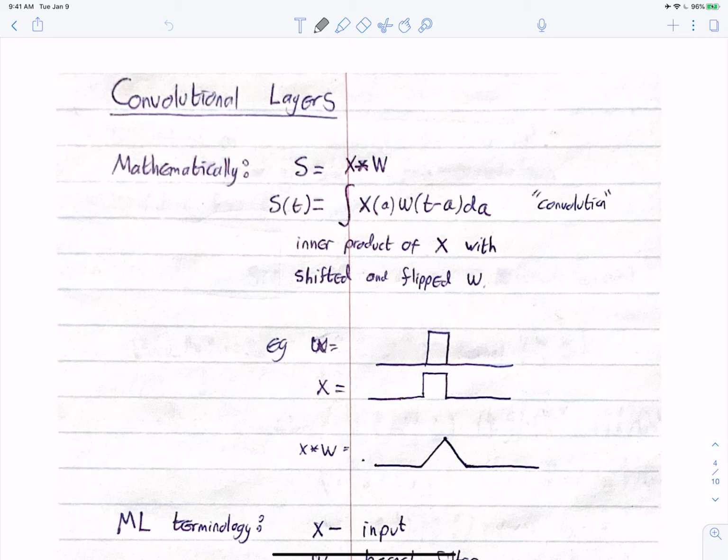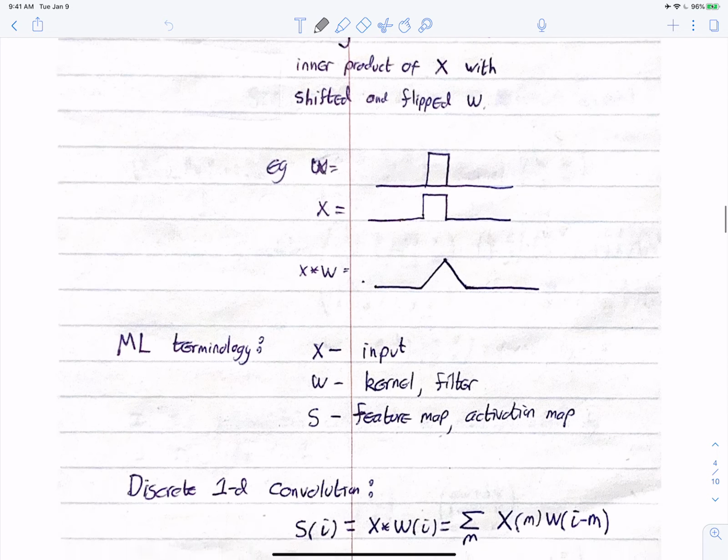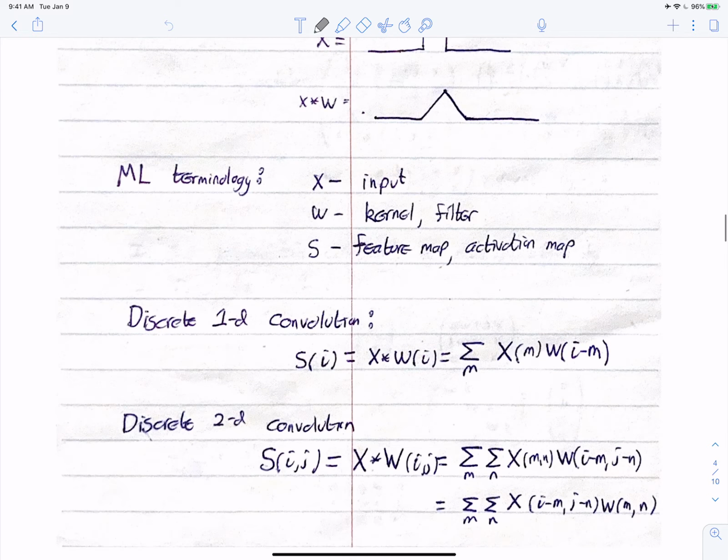Well, I would end up getting this triangular pulse. Now, in machine learning and in deep learning, the terminology that we'll use is x we might call the input to the convolution, and then w we might call the kernel or the filter, and then s, the output, we might call a feature map, or an activation map, or something else.